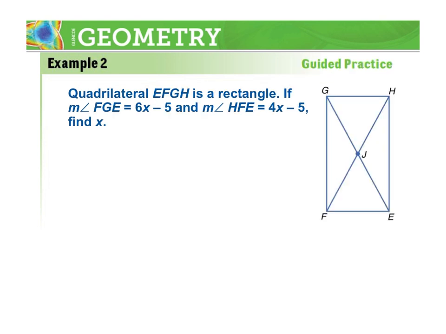In our final example of the day, we're given that quadrilateral EFGH is a rectangle. If the measure of angle FGE equals 6x minus 5, and the measure of angle HFE equals 4x minus 5, find the value of x. Which angle is congruent to angle HFE by the isosceles triangle theorem? Angle GEF is congruent to angle HFE by the isosceles triangle theorem.